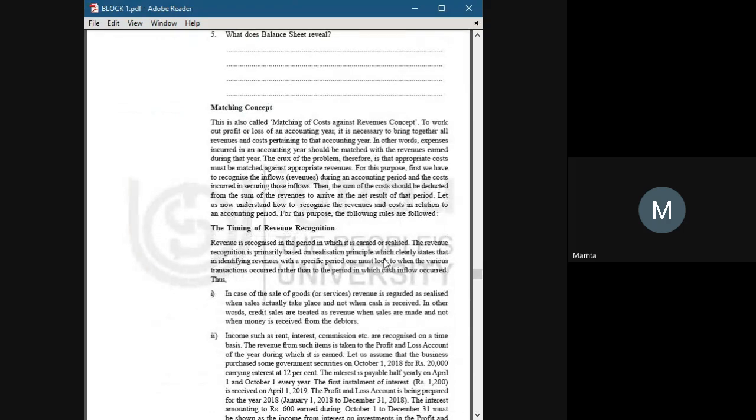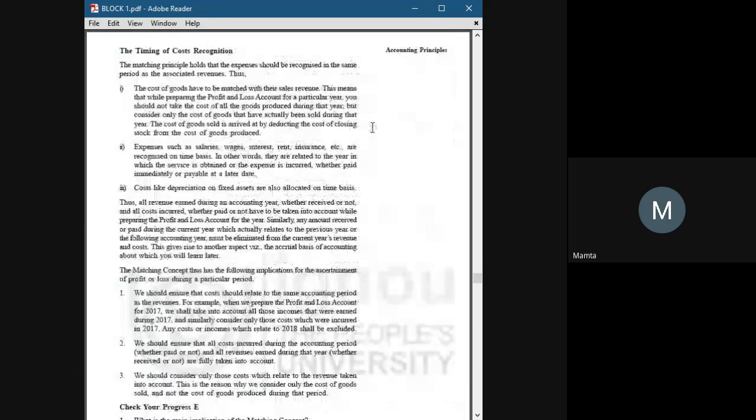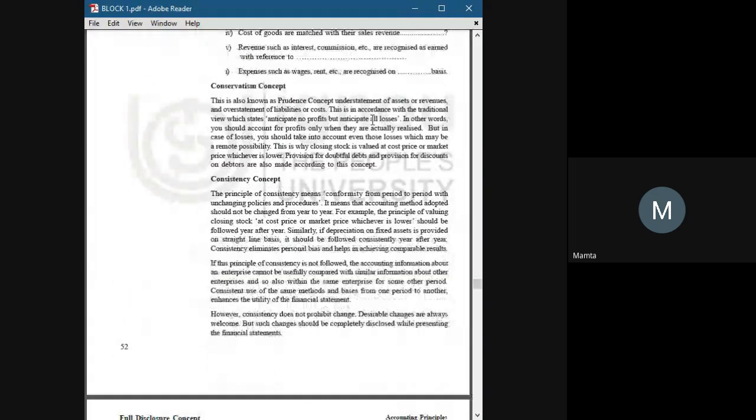Matching concept. Expenses incurred in an accounting year should be matched with the revenue earned during that year. Whatever expenses you are making in a particular year should be matched with the revenues earned during the year. It's not like you are spending more and more in a year and you are getting nothing out of it. It should not be like that. So we should have a matching concept. This is what matching concept is all about.